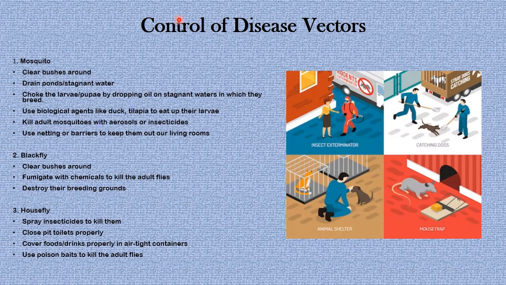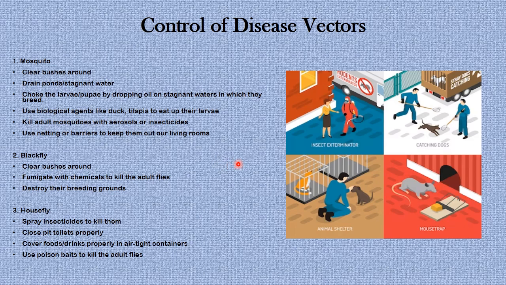Now, moving along, we'll be looking at how to control these vectors. How do we control them? Now, we are going to be looking at how to control mosquito, black fly, and housefly. Now, if you look at all these interventions right here, they can be classified into at least 4 methods.